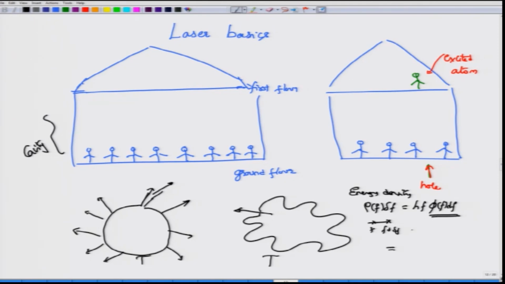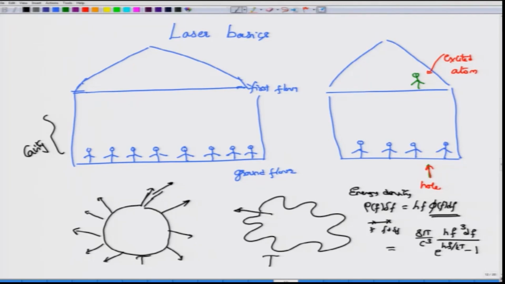Of course, this radiation is given by a nice equation, which I will write down. It is 8 pi by c cube times hf cube df, where df is the frequency interval that I am considering, divided by e to the power hf by kT minus 1. You might ask, what are these different variables?